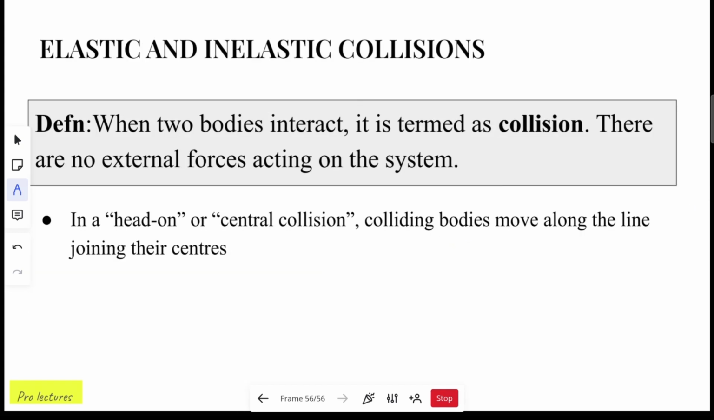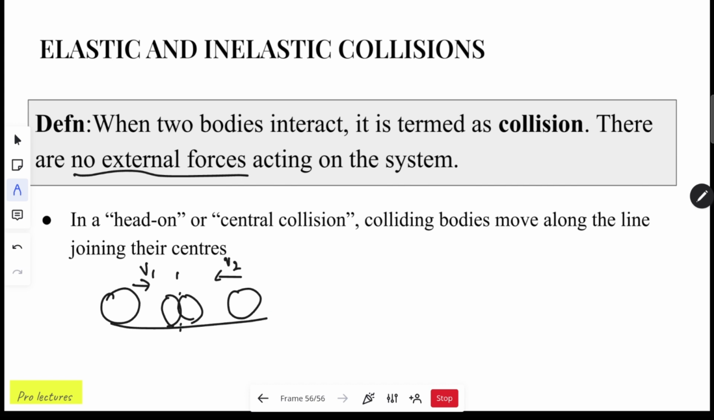The last topic of this lesson is elastic and inelastic collision. Collision is when two bodies interact, and we term it a collision. To note here, there are no external forces. Consider two balls, one moving at velocity v1 and the other at velocity v2. When they come to this point on the surface, they just collide. This is a collision. Another example I can give you is a spring connected to a wooden block, a compressed spring.